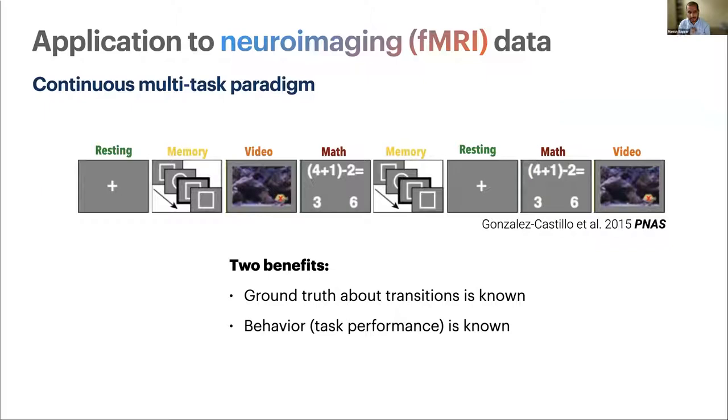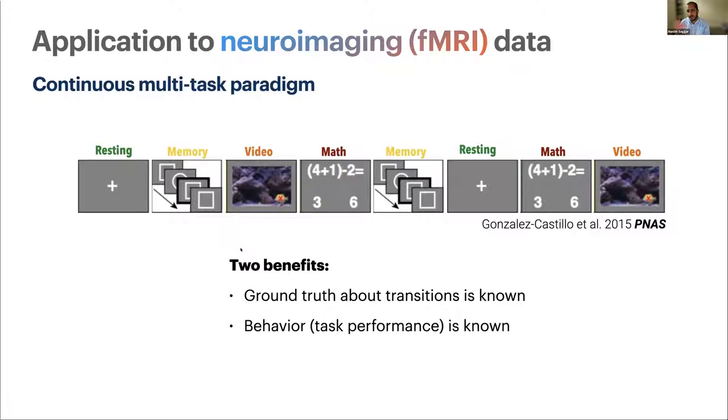So just a quick example of how we applied this to fMRI data. This data was collected in Peter Bandettini's lab, where they had a continuous multitask paradigm, where one after another a participant went through task blocks, like resting state for 3 minutes, then a three-back or two-back working memory task, then watching a video of a Nemo fish in the aquarium, which looks more like resting state, and then math, where they just do some math operations. The reason we picked this particular data is because it provides us ground truth about transitions in time, so we know whether our method can pick up those transitions accurately with high fidelity or not. And secondly, we have behavior for each block, so we can predict performance based on the measures we extract.